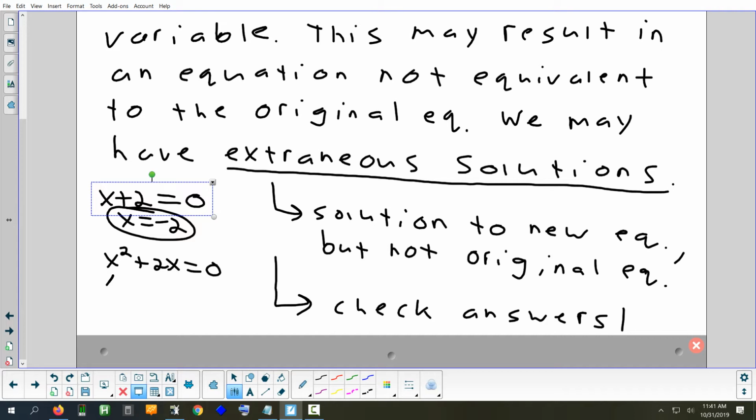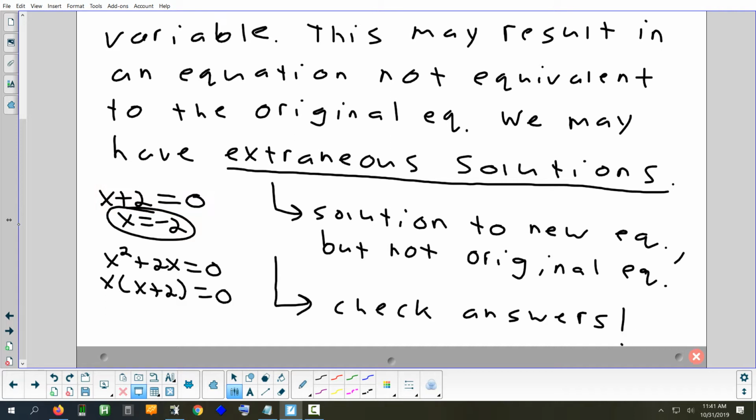Now, I'm going to write the left-hand side like this, and ask you 2 questions. What value could you plug in for x to make x plus 2 equal to 0? Negative 2. It's exactly the same answer I had up above. What value could you plug in for x to make the first factor 0? 0. Is 0 an answer to the first equation?